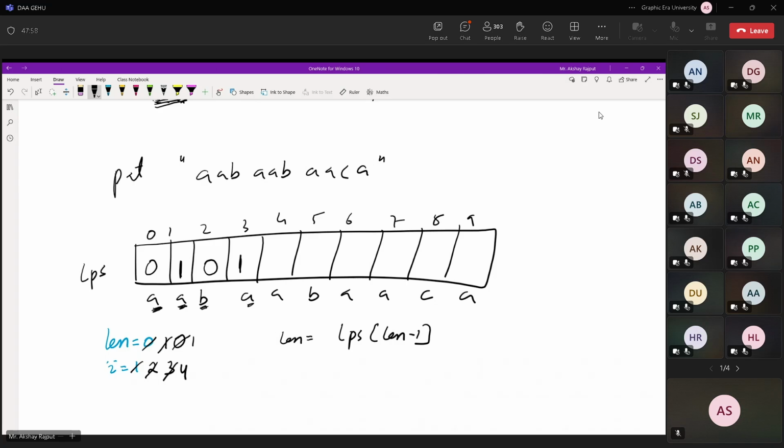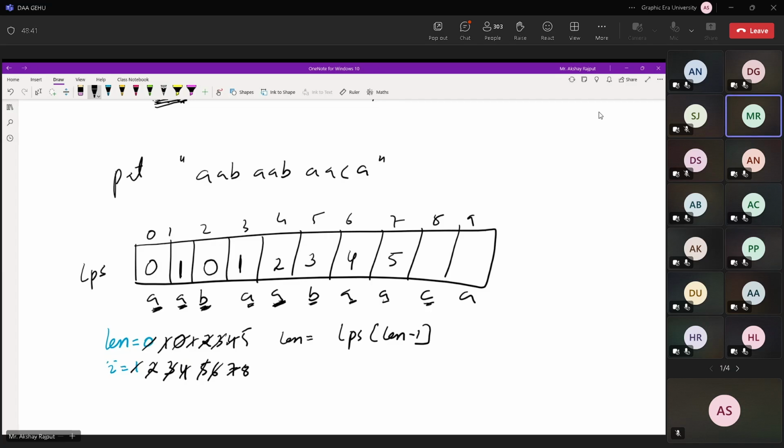Again, is pattern of len equal to pattern of i? Yes. Again len plus plus, LPS of i equals len and i plus plus. Again, is pattern of len equal to pattern of i? Yes. Again len plus plus, LPS of i equals len, i plus plus. Again 6 and 3, are these equal? Yes, len plus plus, LPS of i equals len, i plus plus. 7 and 4, are these equal? Yes, again len plus plus, LPS of i equals len, i plus plus.